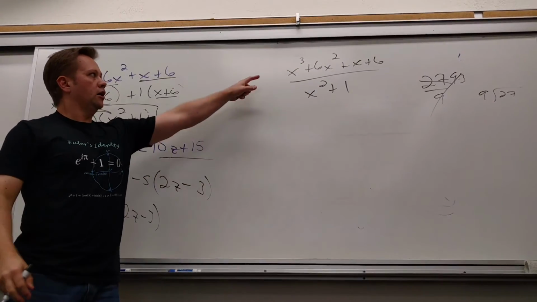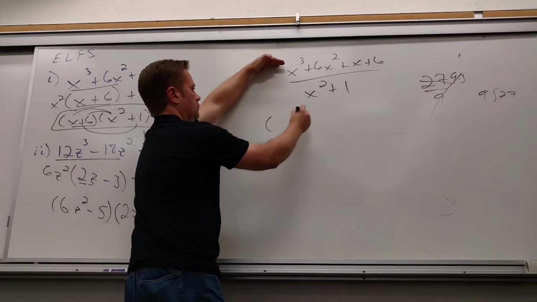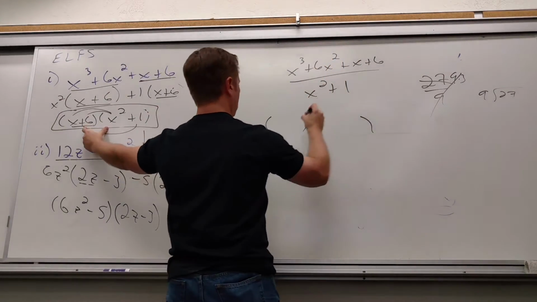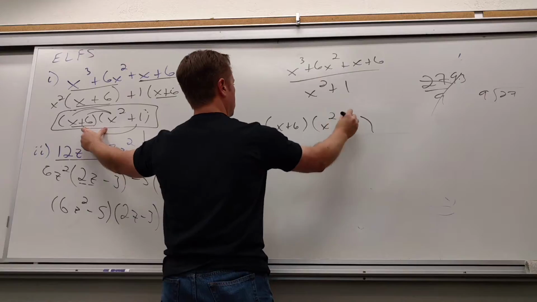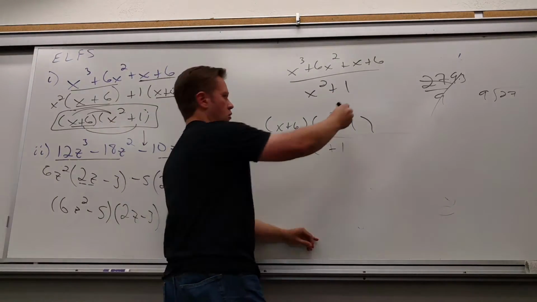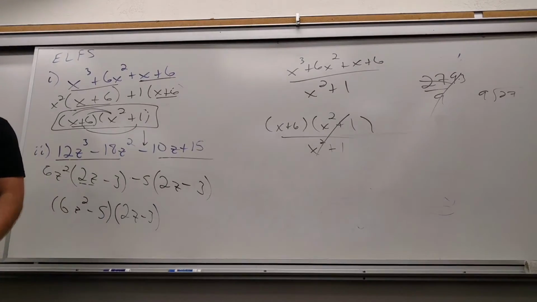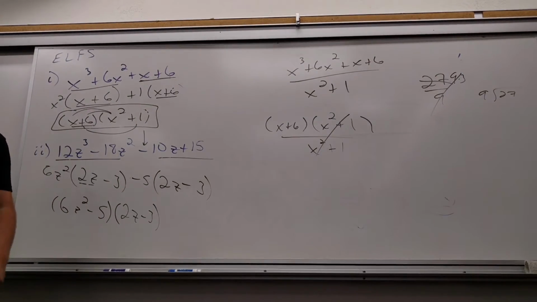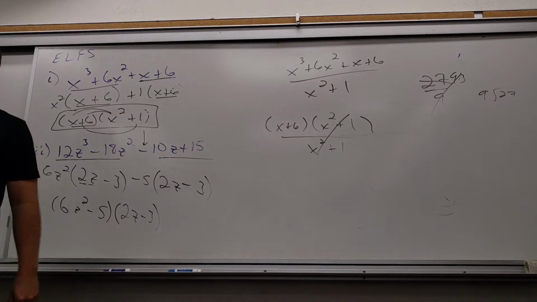Same here. So what is the top? We figured out what it is. It's x plus 6 times x squared plus 1, divided by. So what can you do? Cancel. The most immediate nice thing about factoring is, if I have a division problem and part of it can factor, maybe I can skip long division. That by itself should be enough to go, oh, this factoring thing might be alright.